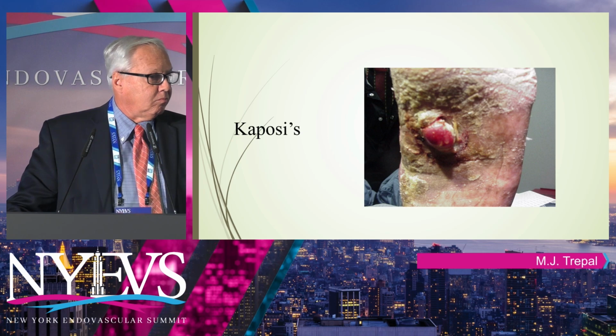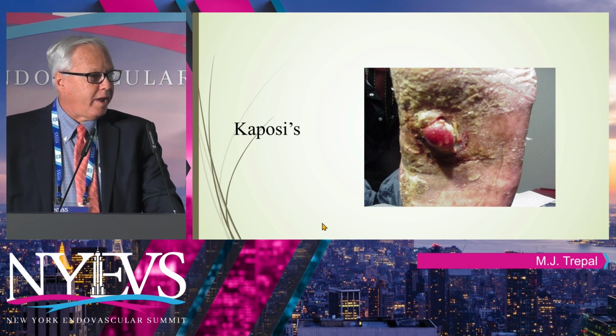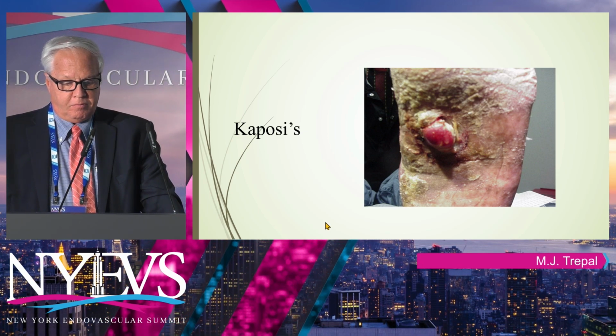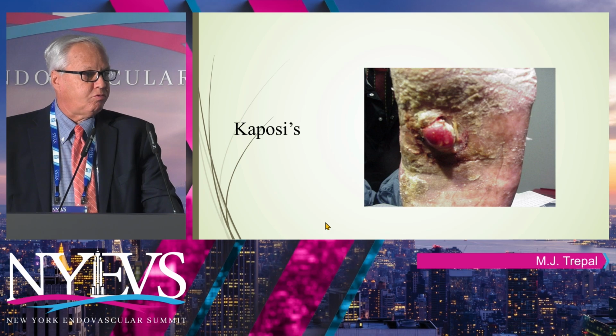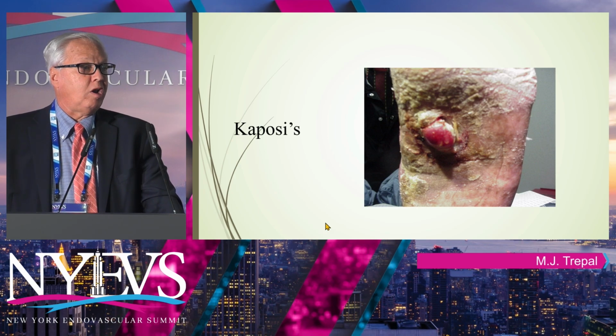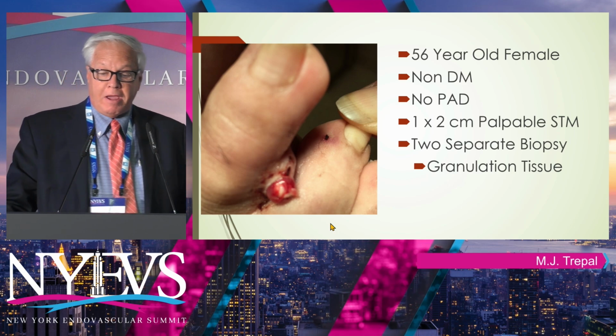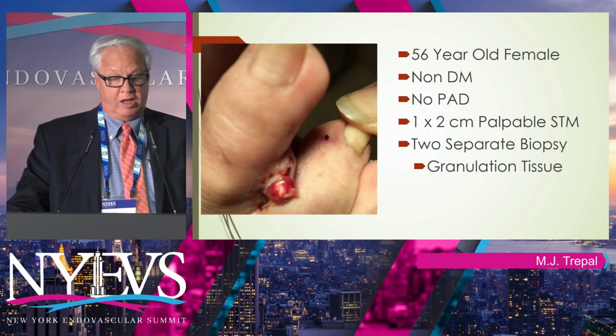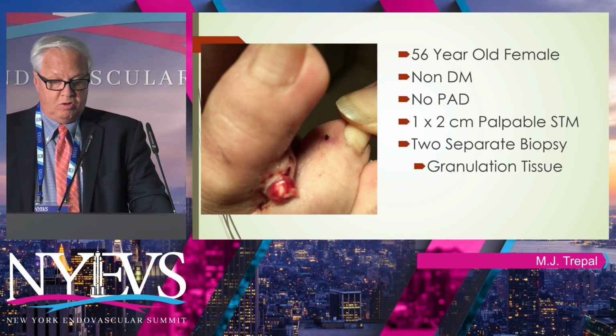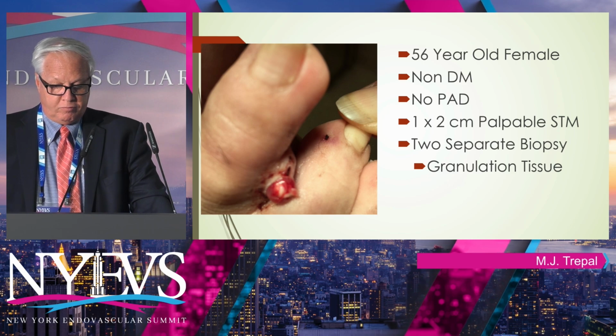Kaposi's. Another thing we're not seeing quite as much of, but for a while there, when HIV was rampant and untreatable, we saw lots of patients come in with Kaposi sarcoma in the foot. This is a patient who had this lesion that you saw here, 56-year-old, non-diabetic, palpable soft tissue mass.